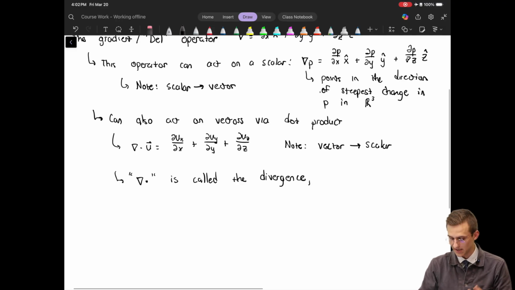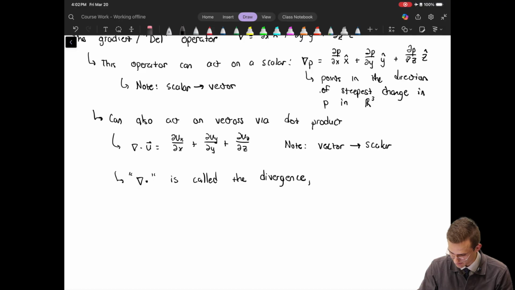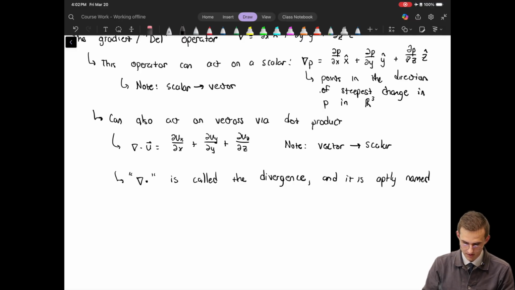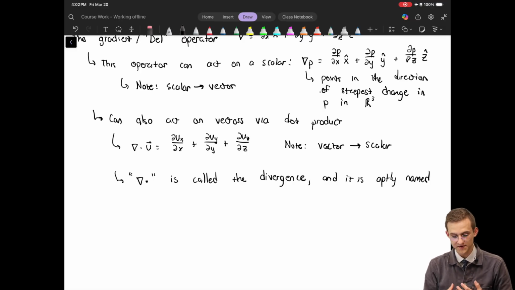And it is aptly named, and I'll explain why that is. When a vector field has positive divergence, it's because the vectors of the field are kind of spreading out.